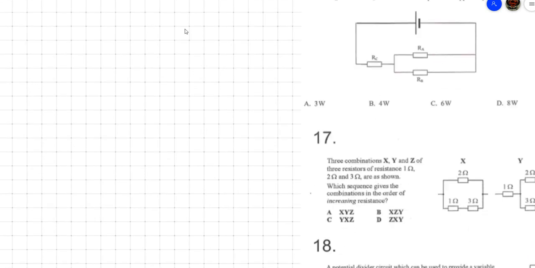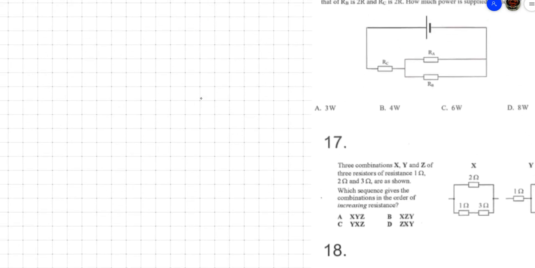Now let's do this one here. So we got circuits here. Let's do circuit A. So we got R, and then the other one is 2R. These are connected in parallel to each other, and then we have this 2R as well. Okay, cool.